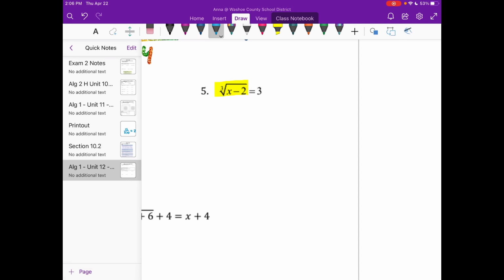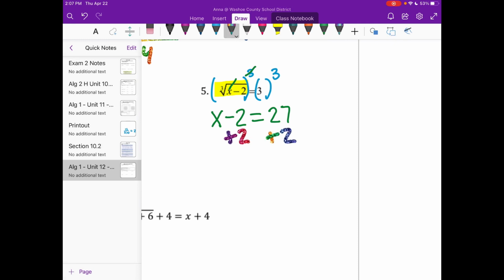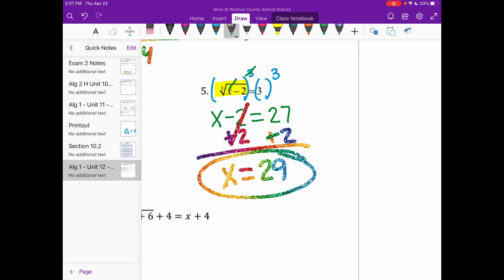It is by itself. This time we're not going to square, though, to get rid of it. We are going to cube both sides to get rid of the radical. So goes away, goes away. I have x minus 2 equals 3 cubed. So 3 times 3 times 3, which is 27. And this one's piece of cake now. We just have to add 2 on each side. So x equals 27 plus 2 is 29. And there we go. Not bad.